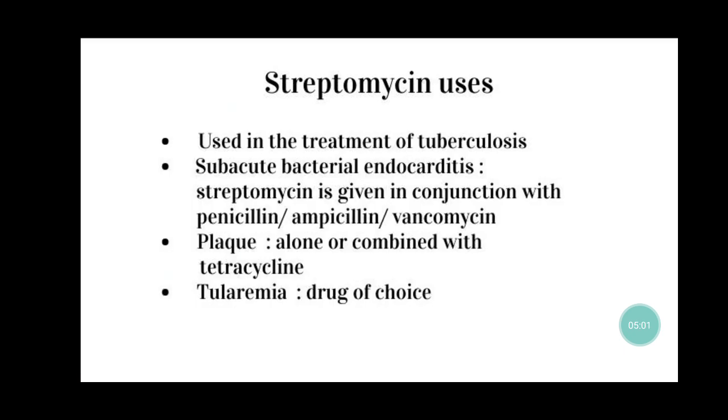Streptomycin uses: used in the treatment of tuberculosis and subacute bacterial endocarditis. In SABE, streptomycin is given in conjunction with ampicillin, penicillin, or vancomycin. Used in plague. In plague, it is used alone or combined with tetracycline. It is used in tularemia. In tularemia, it is the drug of choice.